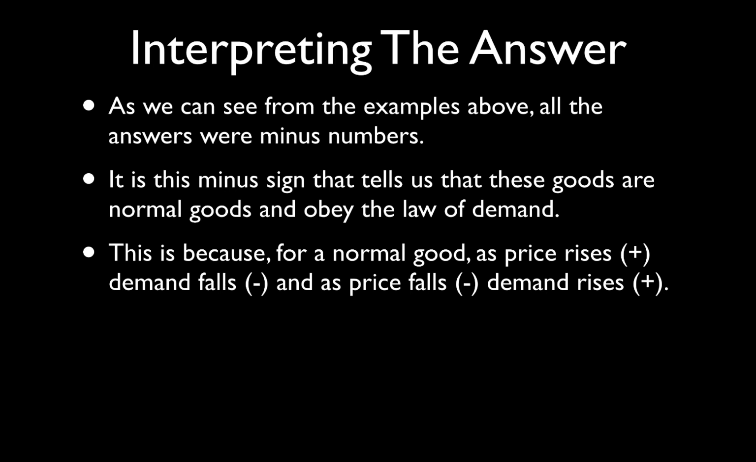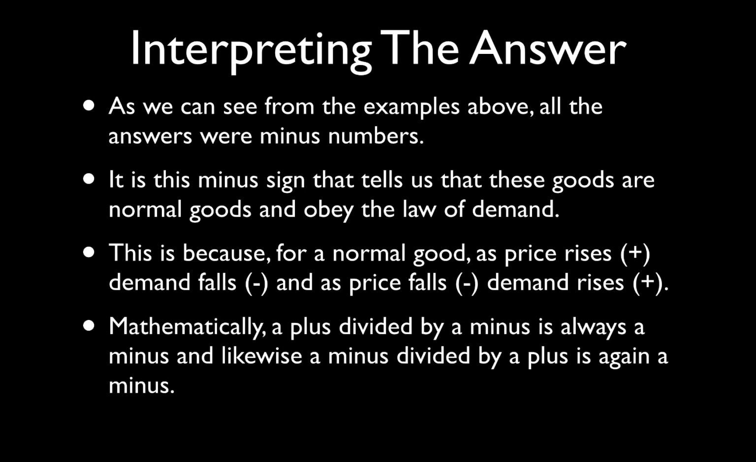Now, this is the important part. For normal goods, as price rises, which is a plus, quantity demanded falls, which is a minus. And as price falls, which is a minus, quantity demanded rises, which is a plus. That means a plus divided by a minus is a negative answer. If price rises, quantity demanded will fall. That's a negative divided by a positive, and that's a minus as well. I'm just trying to keep the terms compatible with the examples that I'm giving.